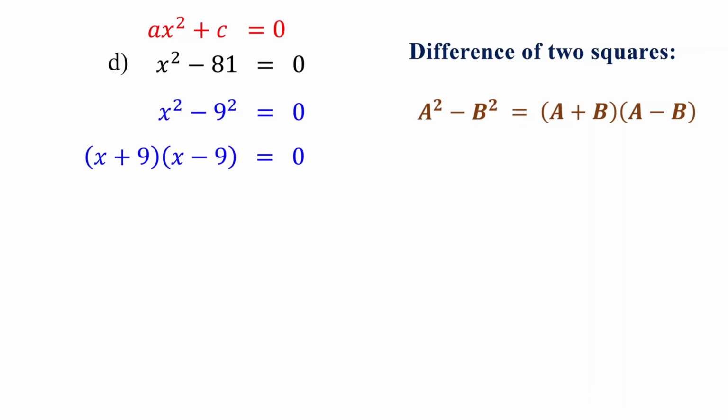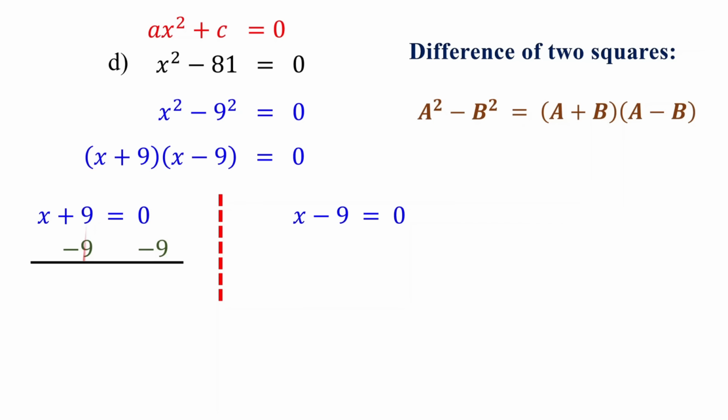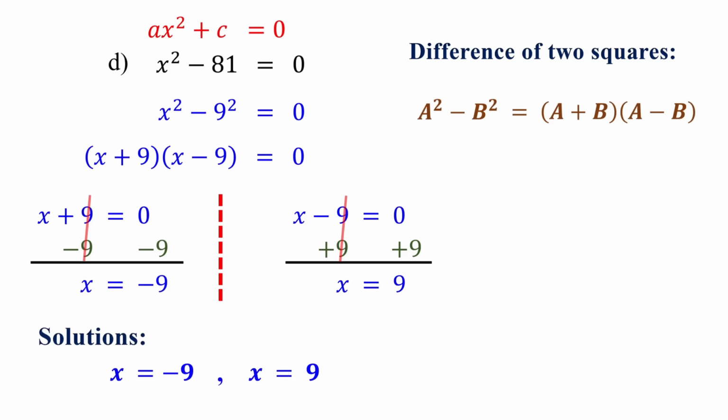Next, using the zero product property, we set each factor equal to 0. Then, solve for x. Solving the first equation, we get x equals negative 9. Solving the second equation, we get x equals 9. Therefore, the solutions are x equals negative 9 or positive 9.